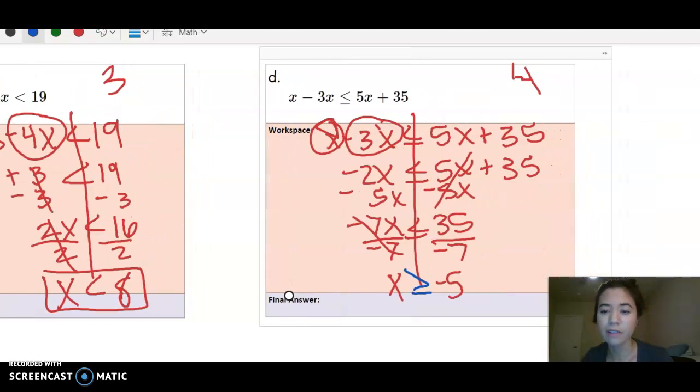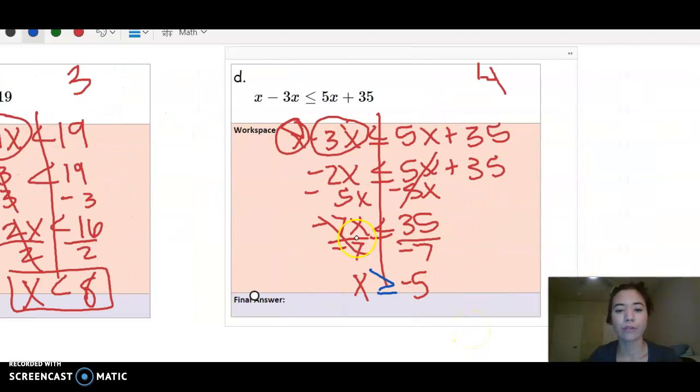This last one was a little bit tricky. So first we had to combine like terms on the left side. So x minus 3x would be a negative 2x. So then we have negative 2x is less than or equal to 5x plus 35. Give those x's to one side so we can subtract 5x over, and we get negative 7x is less than or equal to 35. And then divide both sides by that negative 7. And then because of that, we have to remember to flip our sign. So it went from being a less than sign to a greater than or equal to sign.